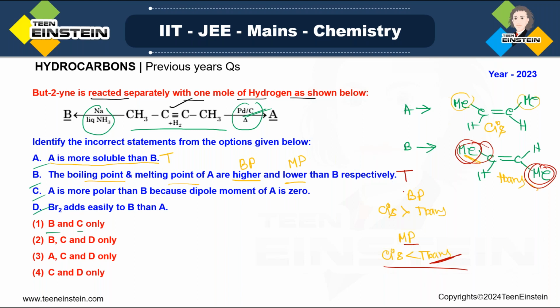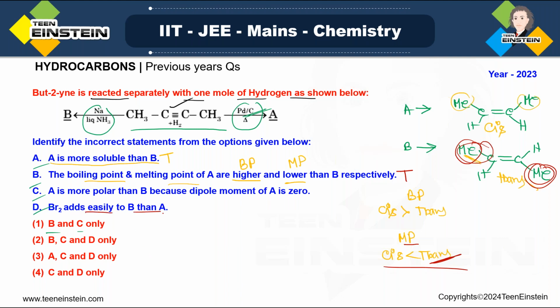What about C? A is more polar than B because the dipole moment of A is 0. How is it possible? It is contradicted. So this is not true. The dipole moment of A is not 0. Actually, the dipole moment of B is 0, for the trans. So this is not correct.